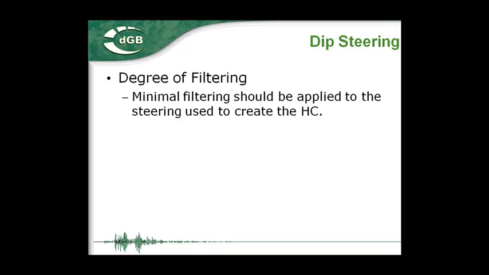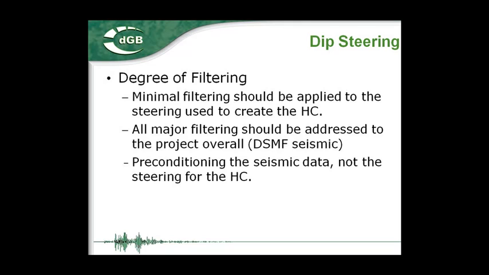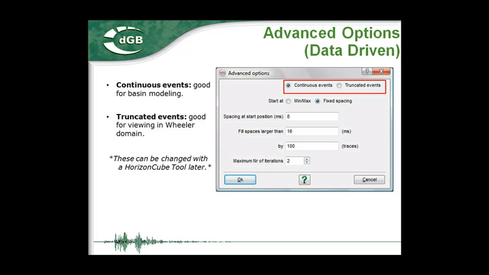Now the degree of filtering is something to consider. You want to do as little filtering as possible on the steering that you use to create your HorizonCube. Now if your data does need a large amount of filtering, make sure you do it to the data, to the overall project, and not to the steering for the HorizonCube. If you precondition the seismic data and use as little filtering as possible on the steering for the HorizonCube, you're much better off in your product.